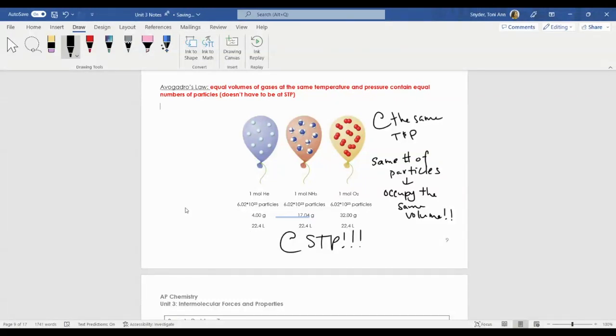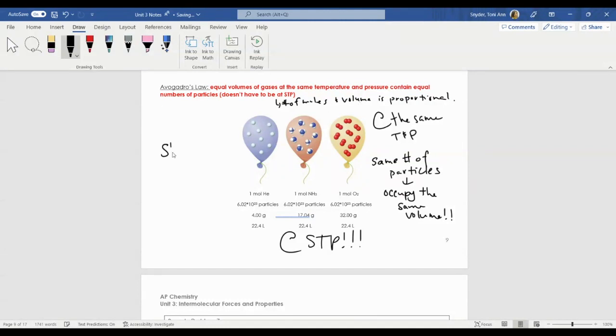So I don't have this in the notes, so we're going to make a little note here. But Avogadro's law says that at the same temperature and pressure, the same number of moles would contain the same volume. So I'll put a little note here, number of moles and the volume is proportional. So of course, if my number of moles goes up by 2, the volume would also go up by 2.